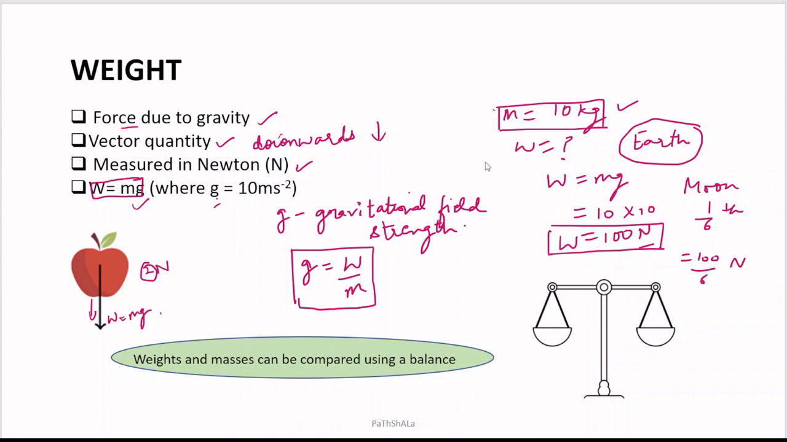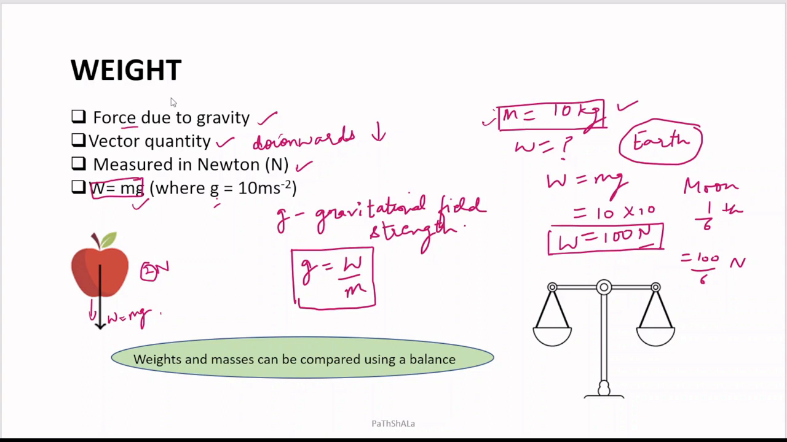If you are taking it to any other planet, let's say you are taking it on Mercury, on Venus or any other planet, the weight will change as per the gravity or the gravitational field strength on that particular planet or that particular place, whereas the mass of the object will remain whatever it was, right?